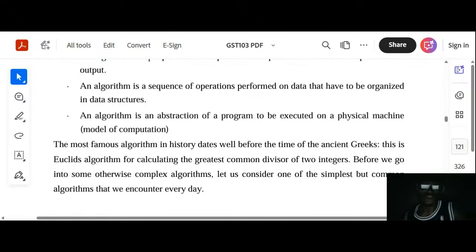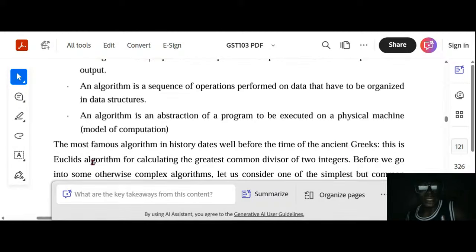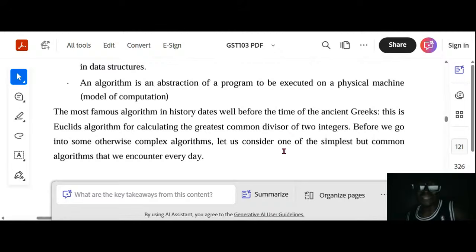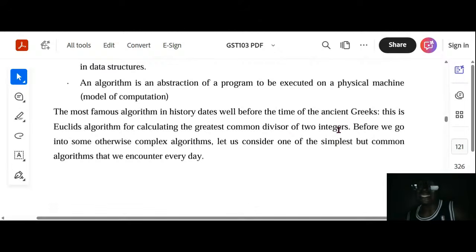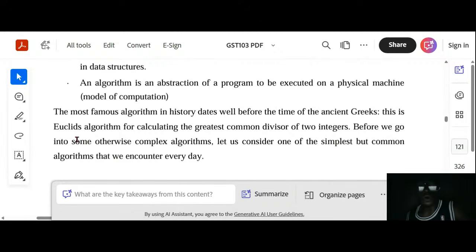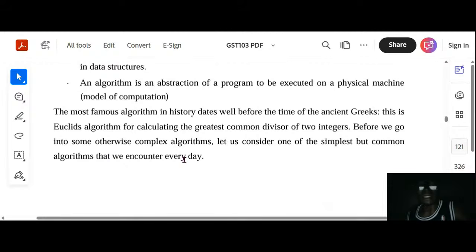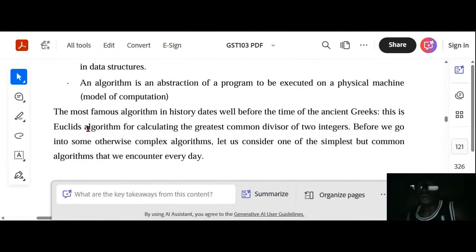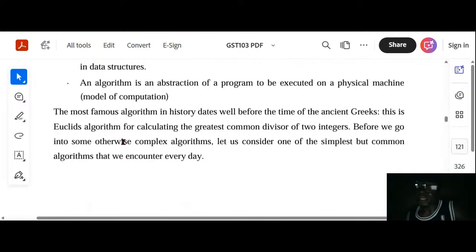That is it. So the most famous algorithm in history dates well before the time of the ancient Greeks. This is Euclid's algorithm for calculating the greatest common divisor of two integers. Before we go into some otherwise complex algorithms, let us consider one of the simplest but common algorithms that we have encountered every day. Don't forget the man Euclid and the work he did. It's algorithm actually.